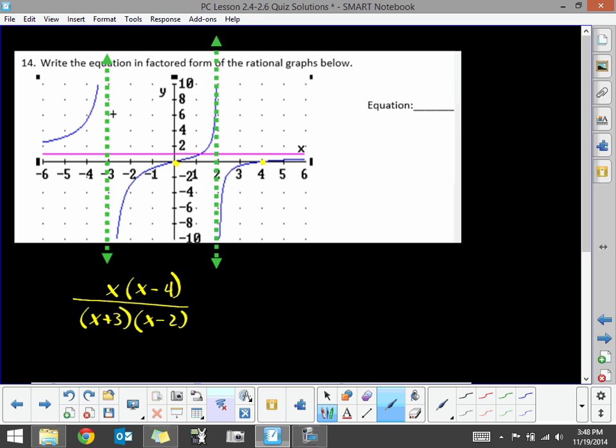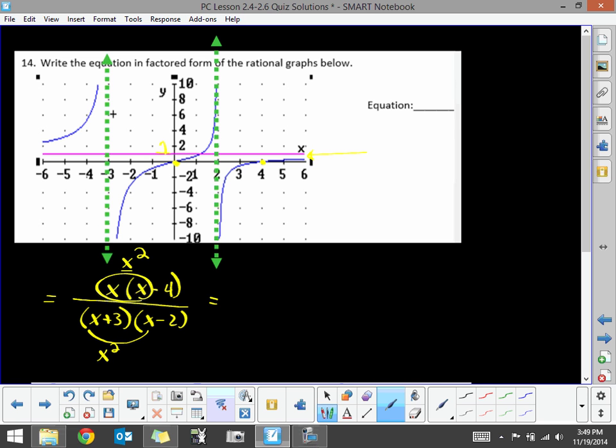I've got to use one more context clue here to see if I have this in the right place. My last context clue here is where this horizontal asymptote is located. And that horizontal asymptote appears to be at y equals 1. So if that's at 1, it first of all means that the degree of our polynomial on the top and the bottom of our rational function has to be the same. So this is an x squared, so it's a second degree polynomial, and this x times x is x squared, so it's a second degree polynomial.